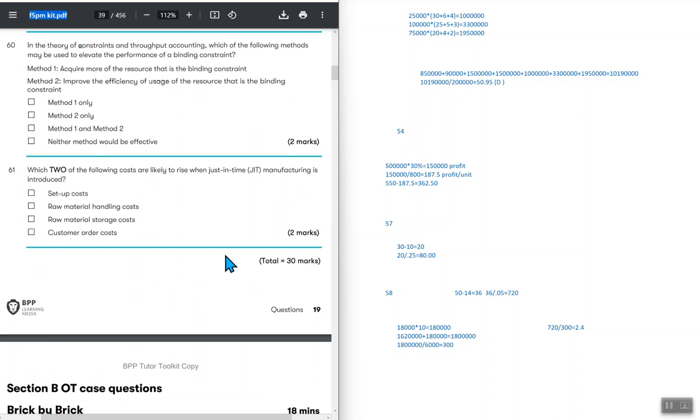Which of the following costs are likely to rise when just-in-time manufacturing is introduced? Just-in-time, remember, is a system where you only produce things when there is demand. So setup cost, raw material handling cost, raw material storage cost, customer order cost. Remember, customer order is going to be the same no matter whether you're using just-in-time or whatever you're doing. What matters is how you deliver them to the customer. Raw material storage cost is also going to be the same. Only the handling and the setup cost is going to rise, because every time the customer orders, you have to start machines and stuff. So there will be a lot of setup, and then every time there is an order, you have to bring material from the warehouse. So there will be a lot of handling costs as well.